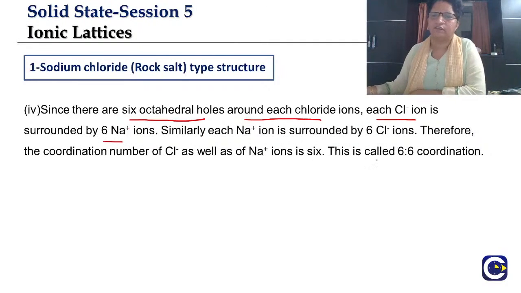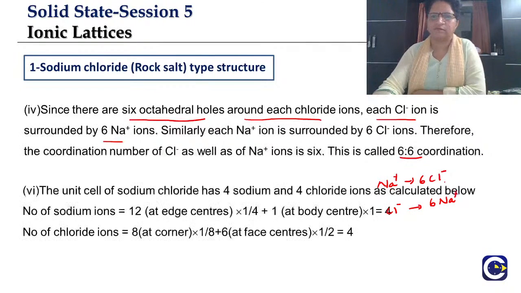This is called 6 is to 6 coordination. A sodium ion is surrounded by 6 chloride ions, the same thing. Each chloride ion is surrounded by 6 sodium ions. Fine. Whatever calculations I showed you, the same thing has come here.